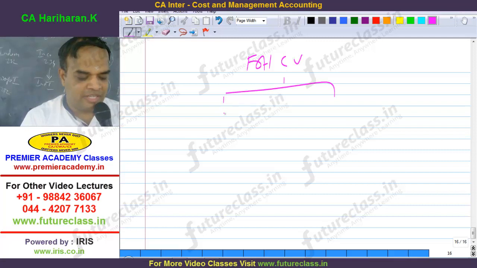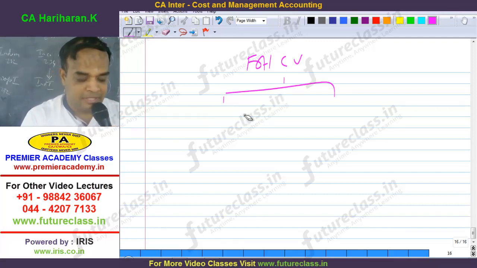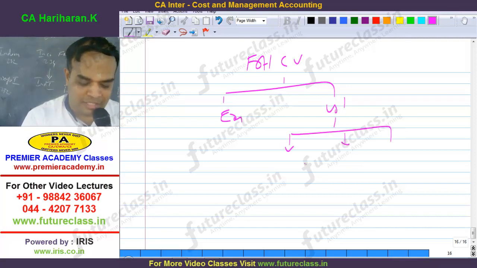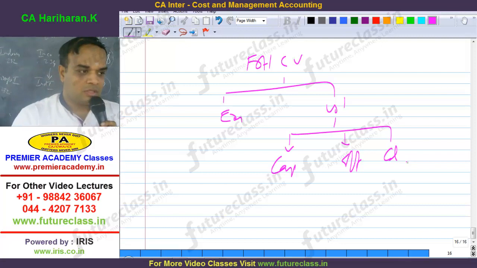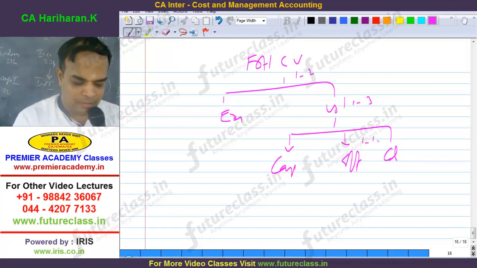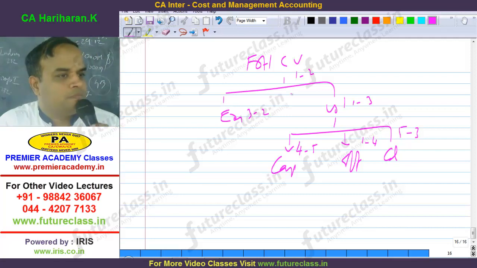Fixed overhead cost variance can be gathered into what and what? Expenditure variance and volume. Volume again classified into capacity, efficiency and calendar. Formula: 1 minus 2, 1 minus 3, 1 minus 4, 4 minus 5, 5 minus 3, 3 minus. Up to this stage comfortable or not?